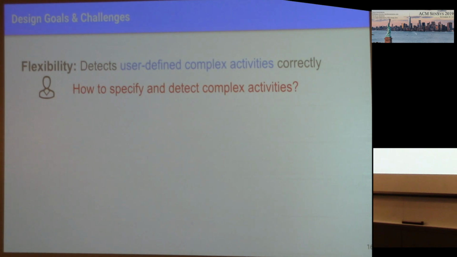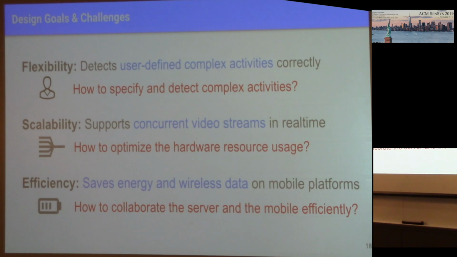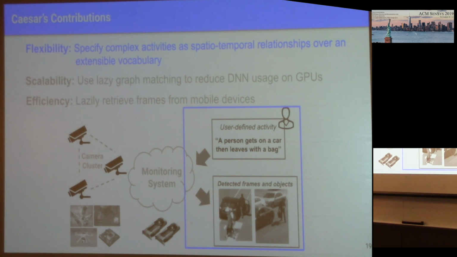We have a few goals for Caesar. First, it should be flexible enough to enable the user to define their own complex activity. But how to do that? Then it should be scalable, which means for many concurrent video streams, it should not fall asleep. It should not use too much hardware resource. And also, because we want to support mobile cameras, we want to save energy and wireless data. These are three challenges. Let's look at the first one: how we can define these rules and detect them accurately.